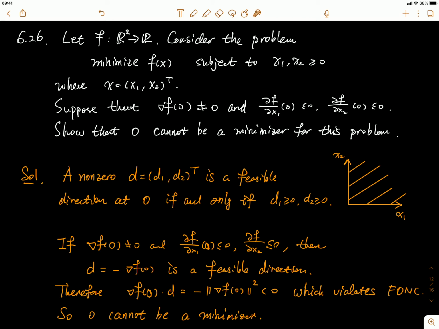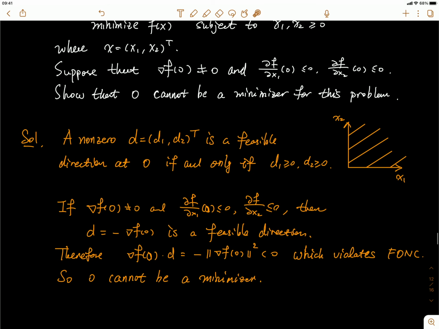So we need to check if any of these directions will make this happen. The gradient of f, we don't know the actual form of f, but the only information we know is that the gradient of f is this, and both of the components are less than or equal to 0. And it is non-zero, meaning that at least one of these is strictly negative. That's what we know. The other thing is that d is something like this. So we know that it's a feasible direction as long as both of these d1, d2 are non-negative, right?